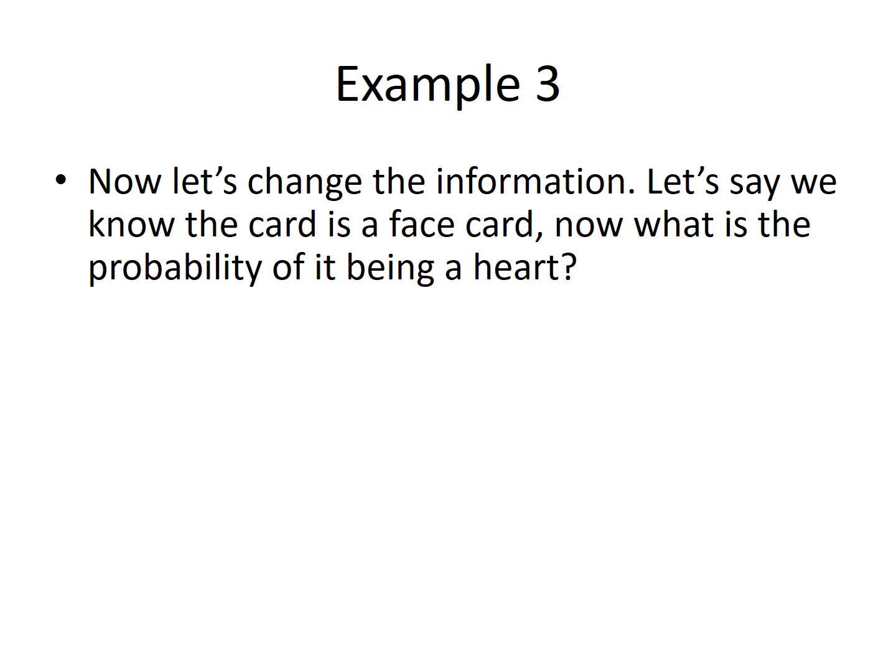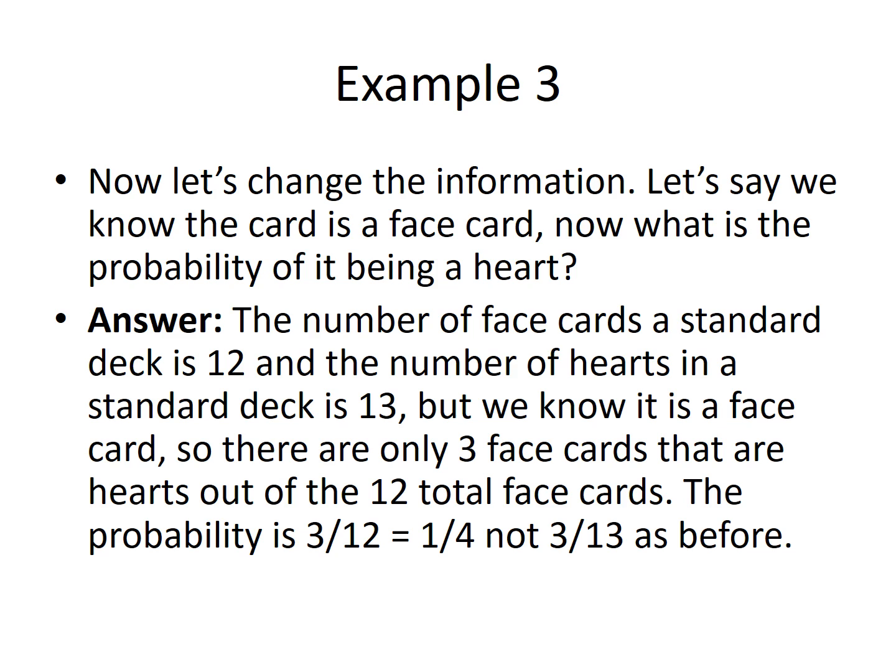Let's say we know the card is a face card. Now, what is the probability of it being a heart? The number of face cards in a standard deck is 12, and the number of hearts in a standard deck is 13. But we know it's a face card, so there are only 3 face cards that are hearts out of the 12 total face cards in the deck. Therefore, the probability is 3 over 12, or 1/4, and not 3 over 13 as before. So the kind of information that's given to you can dictate how the probabilities will be calculated.